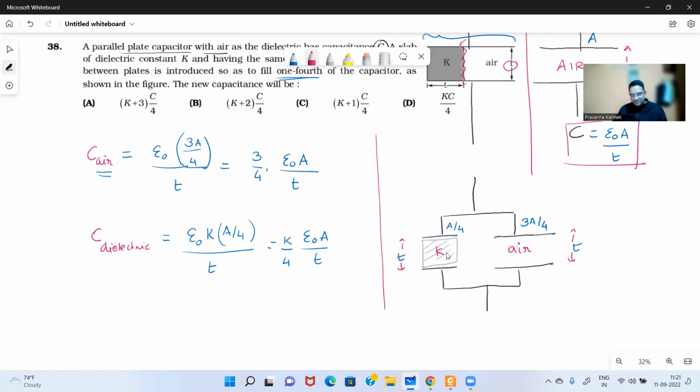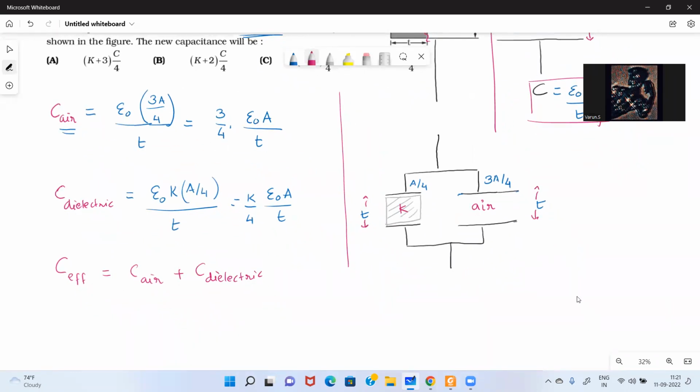How are these two capacitors connected? Can you tell me? Parallel. Parallel, very good. So if two capacitors are connected in parallel, what is the effective capacitance? CP is equal to C1 plus C2. Exactly. So it will be nothing but C air plus C dielectric. Correct? Yes, sir.